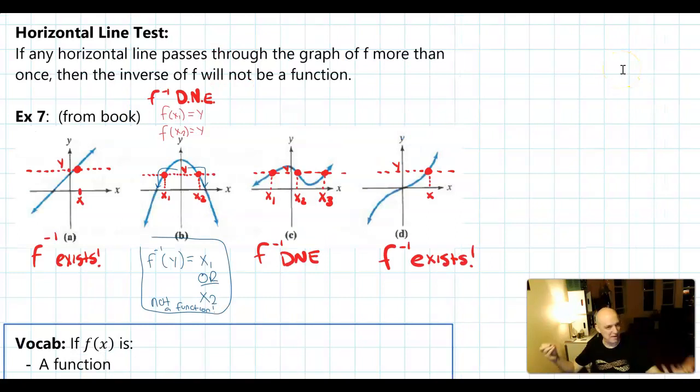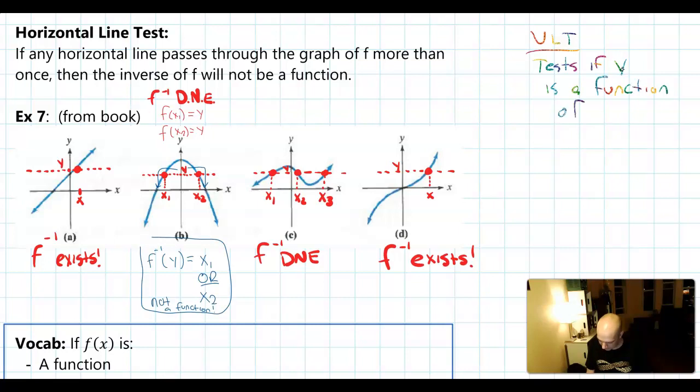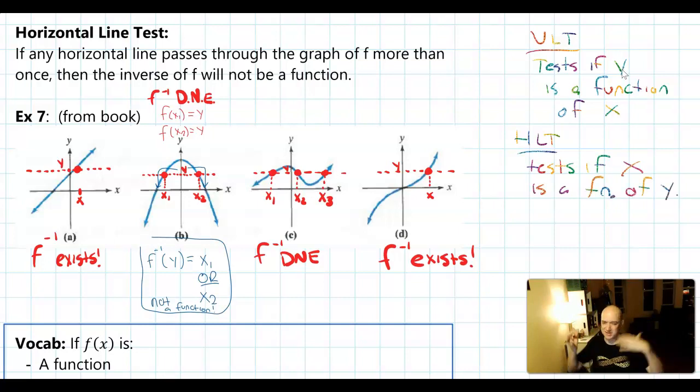Also remember from way back when, a couple weeks ago, that we had this thing called the vertical line test. That tests if y is a function of x. The horizontal line test tests if x is a function of y. And so they're different tests, and it can be confusing which test to apply where. The vertical line test just tests if you're looking at a function in general. Horizontal line test confirms that you have an inverse that's also a function.